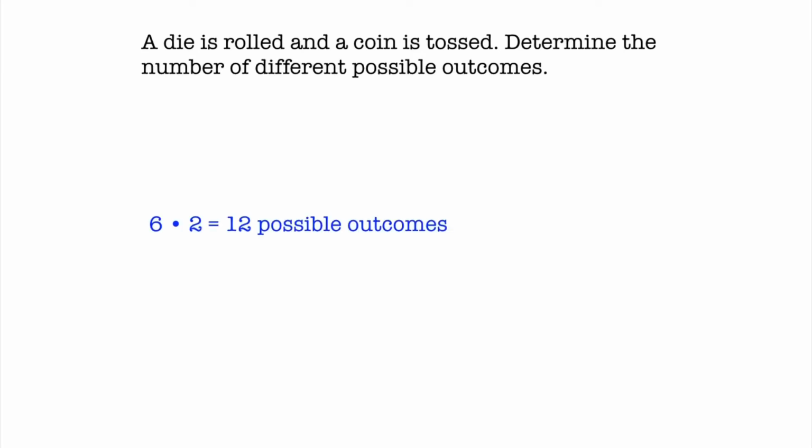Since a die has 6 faces, there are 6 possible outcomes, and then for the coin, there are 2 possible outcomes, heads and tails, so there's a total of 12 possible outcomes for this scenario.